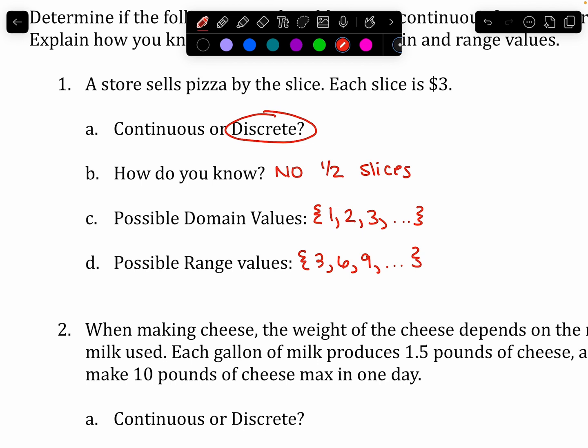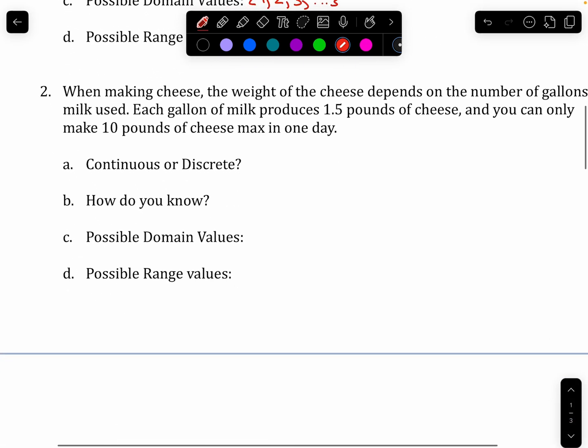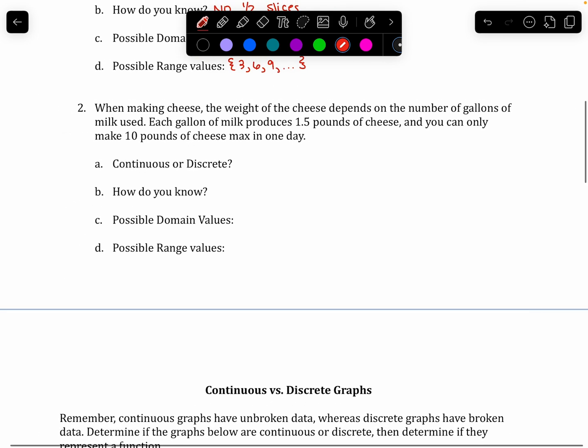So I want you to think about this. If you are looking at a word problem, if you can have halvesies of things, then it is not going to be discrete, it will be continuous. If you cannot have halvesies of things, then it's going to end up being discrete. With that in mind, let's look at number 2.